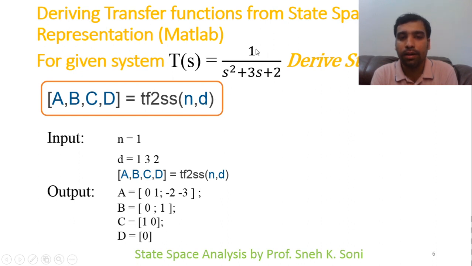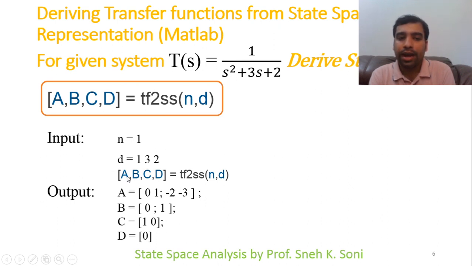So for example, if I have the simple transfer function 1 upon s square plus 3s plus 2, and I need to convert it into matrix form, that means state variable form, then I need to give the input arguments as the coefficients of numerator comma coefficients of denominator. So it means I need to define n is equal to 1, d is equal to 1 3 2.